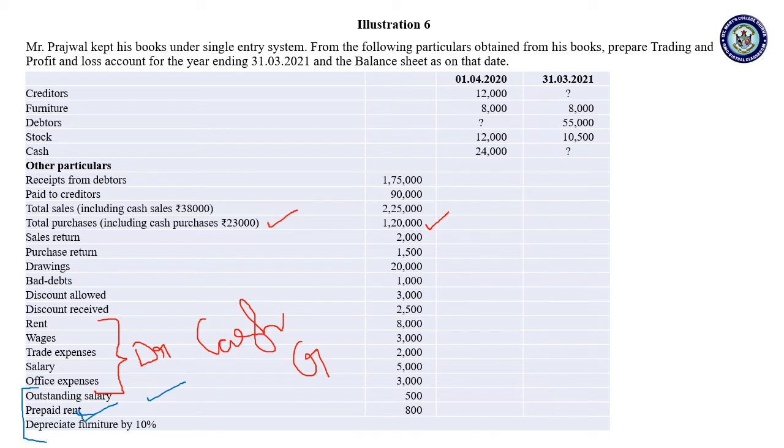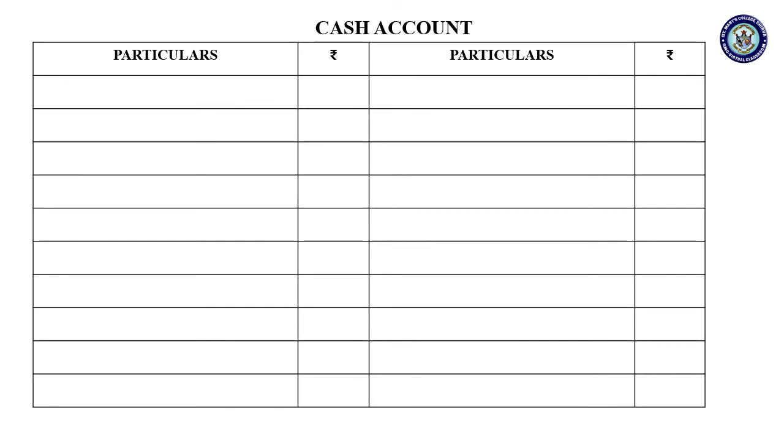Okay, so this is the first illustration number 6. Now we'll start with the ledger accounts. The first ledger account is the cash account. So draw the lines: cash account, particulars, amount in rupees.